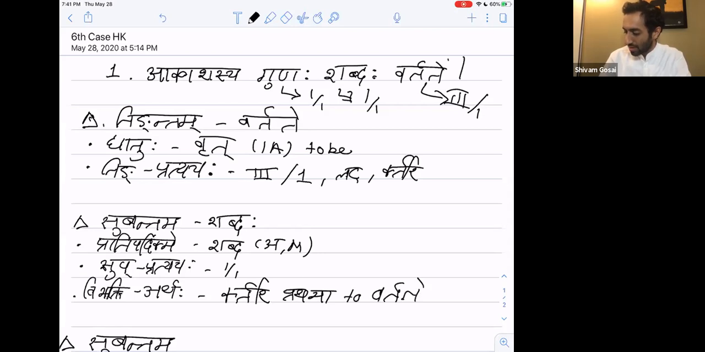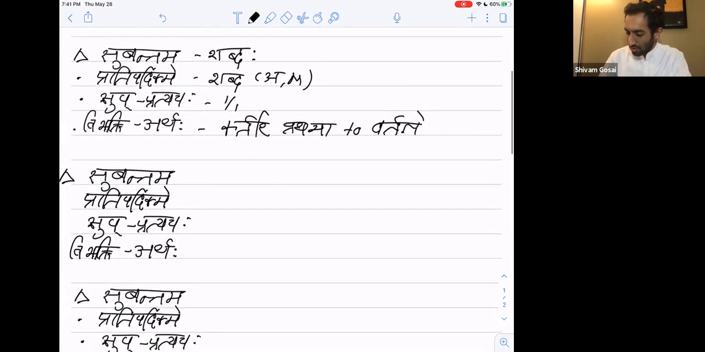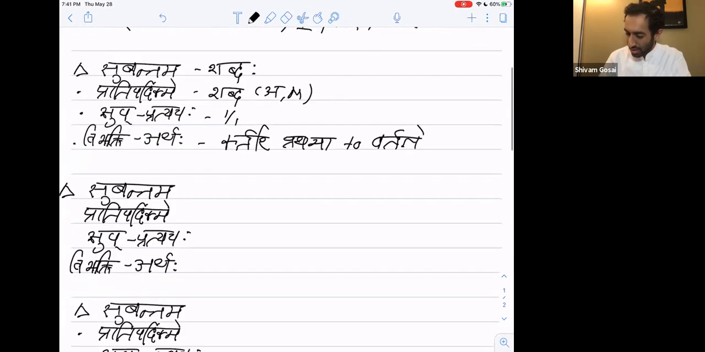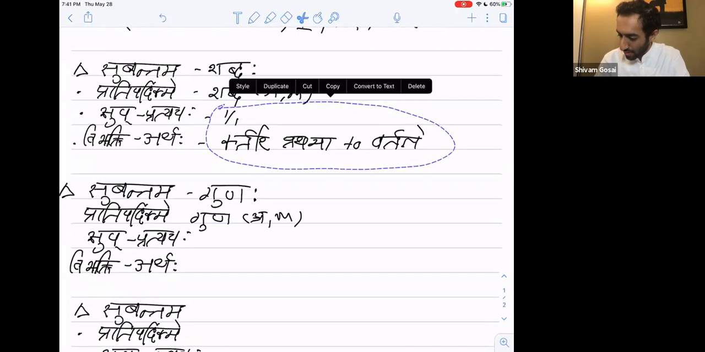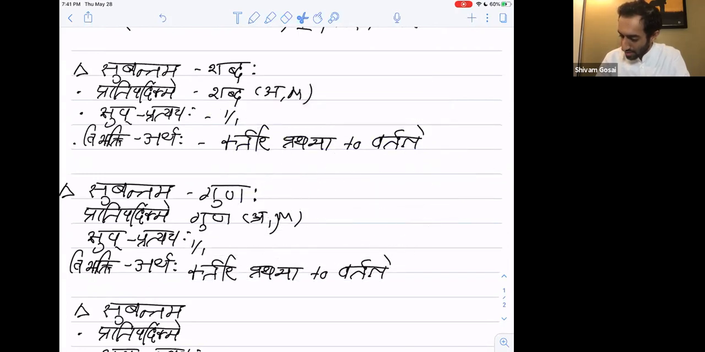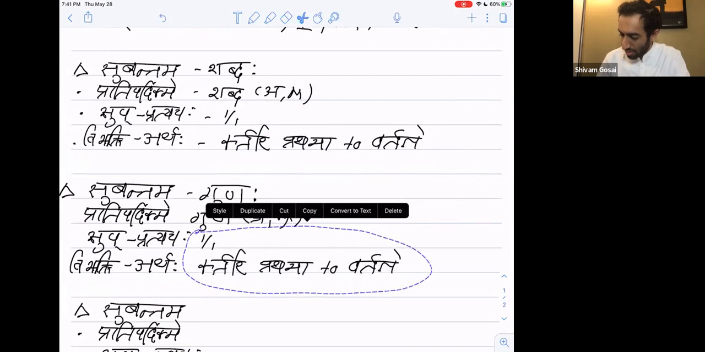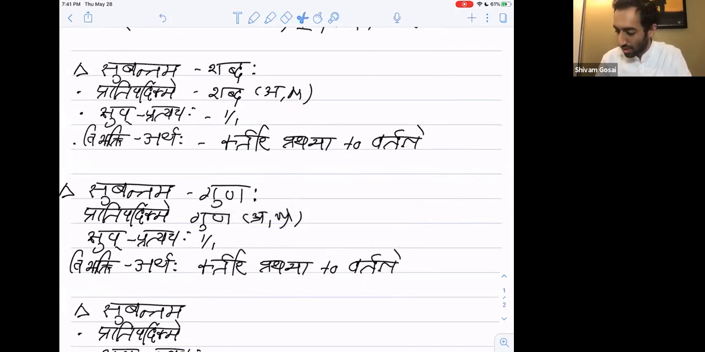Tu vartate. All right. So, shabdasya gunaha. So then you have gunaha. This is guna shabda, akaranta pullingaha. And this is going to also be 1-1. Kartari pratama to vartate. Okay?